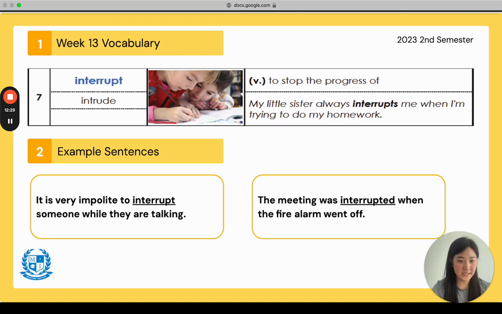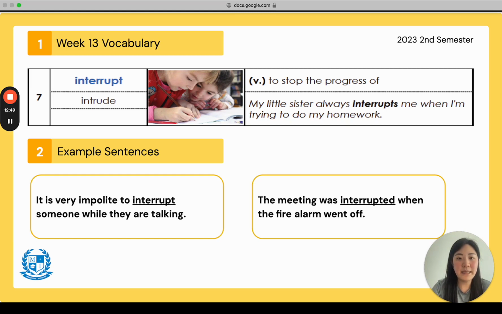Number 7, interrupt. Everyone say interrupt. And the synonym is intrude. And it is a verb meaning to stop the progress of. So you're interrupting something else that is going on, but then you intrude and you step in and you stop it.